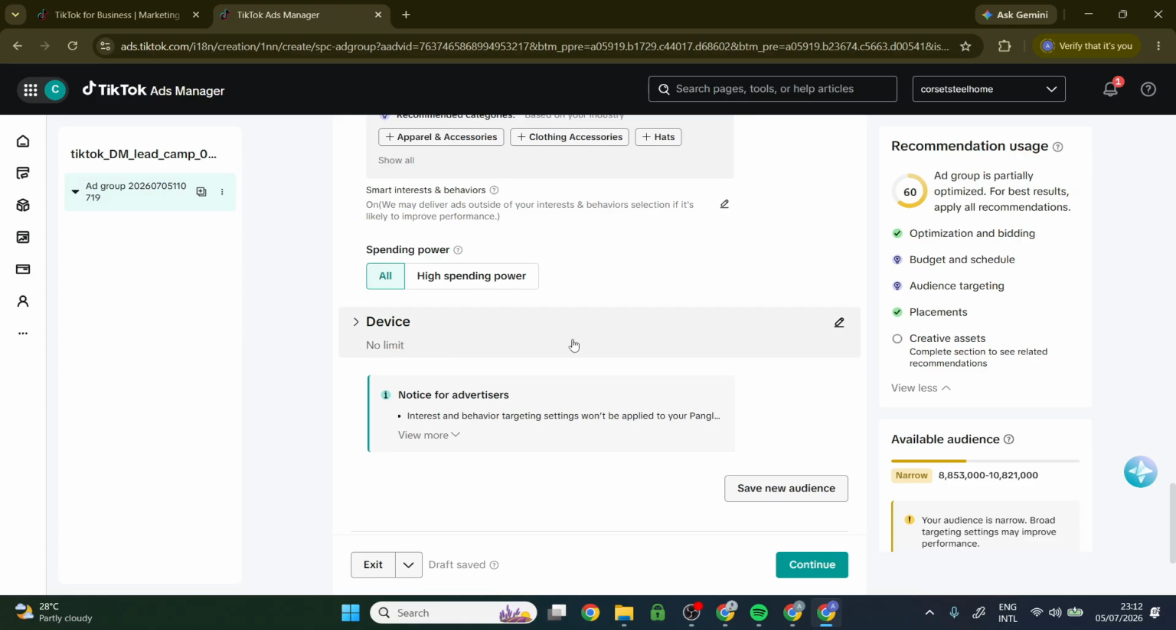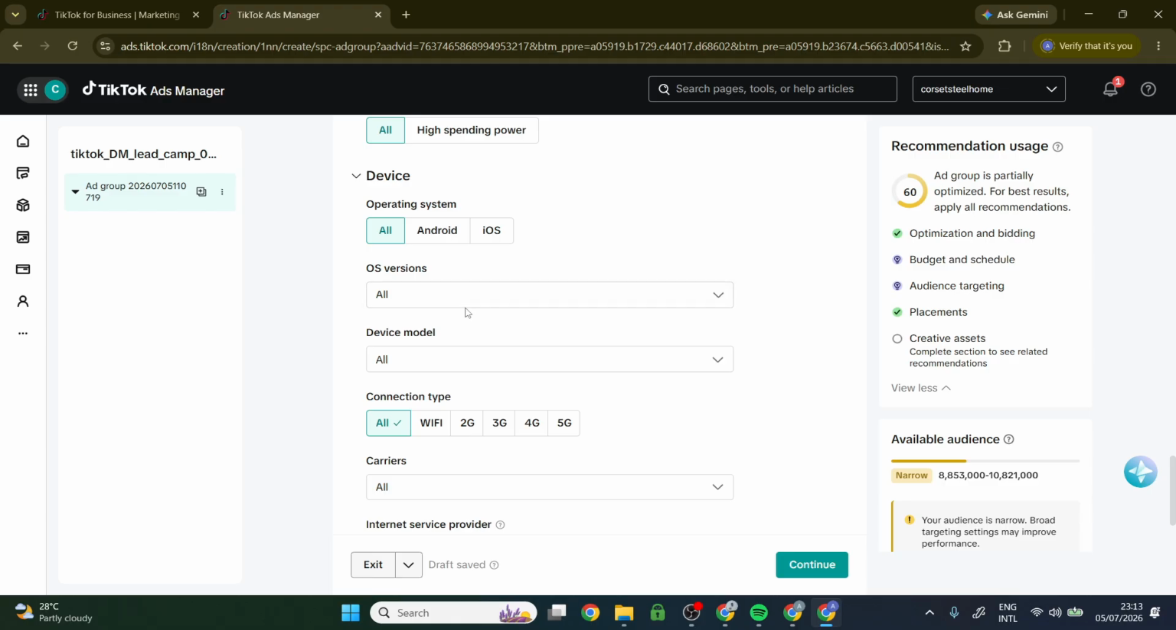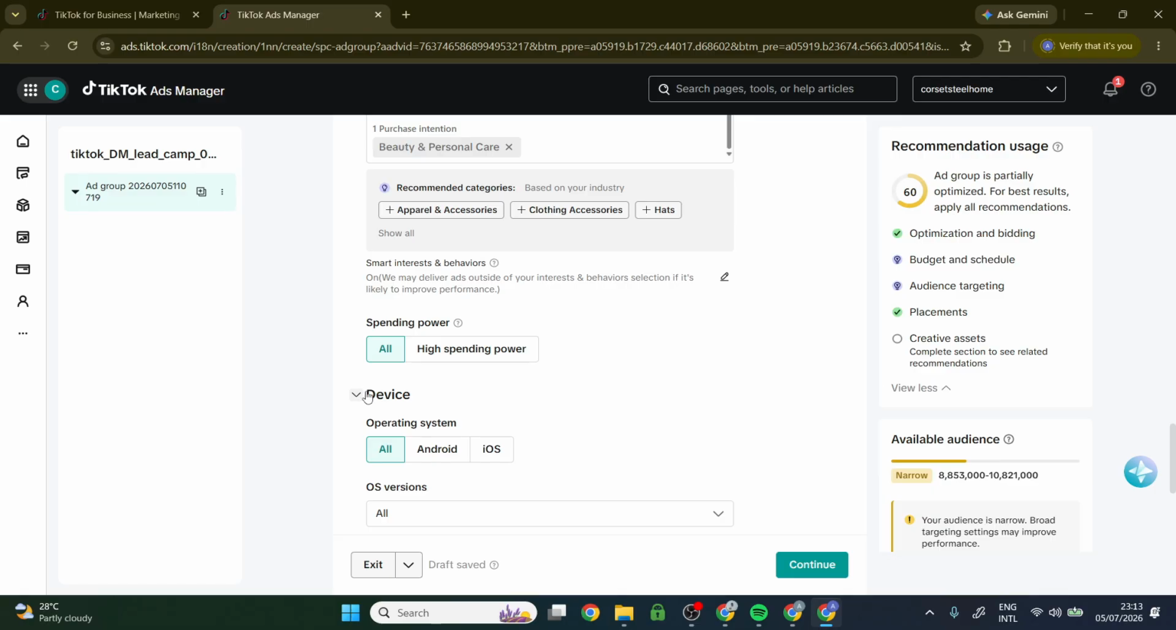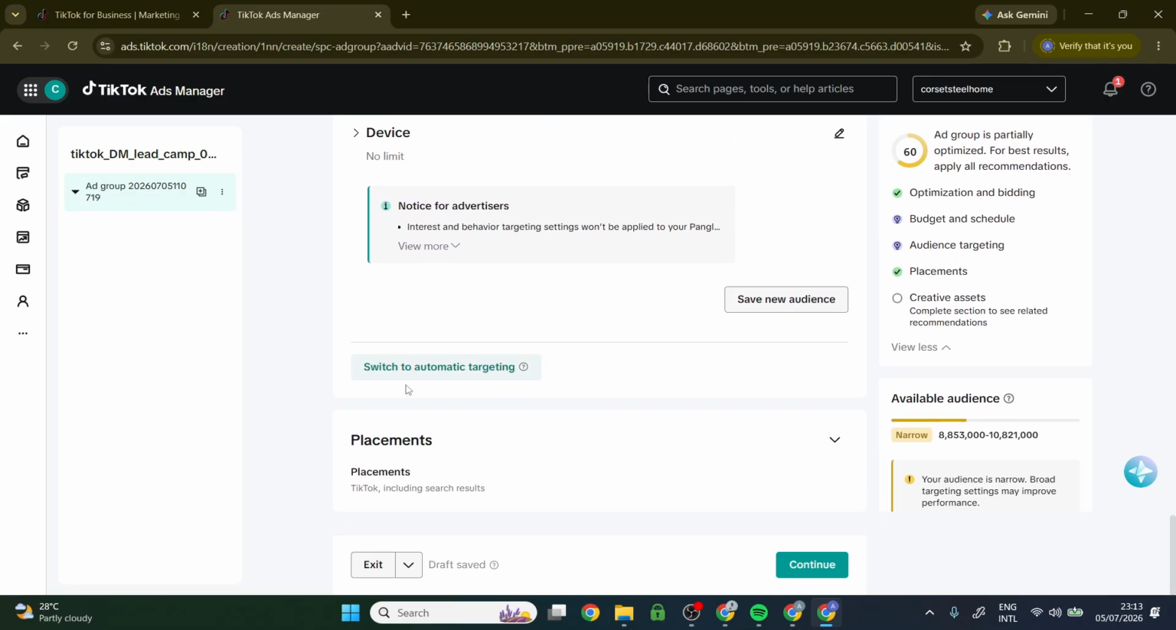Then the next thing is our device. You can decide to target based on any kind of device, right. Even Android, iOS, even operating system and all, but we are not going to target by that, so we're just going to leave that the way it is. You see that they're asking us to switch to automatic targeting. This automatic targeting is not really making sense because it is actually done by AI, right? You need to control who sees your ad and who your ad is actually intended for. So I would not recommend using this automatic targeting.